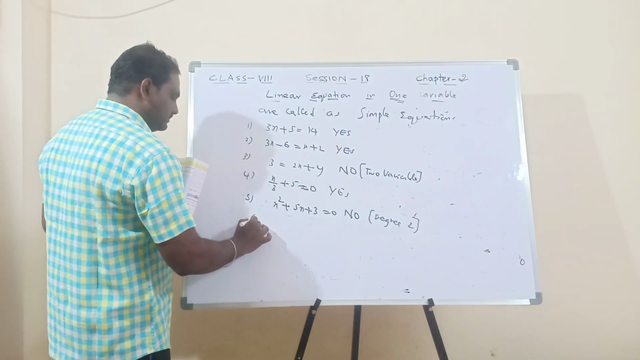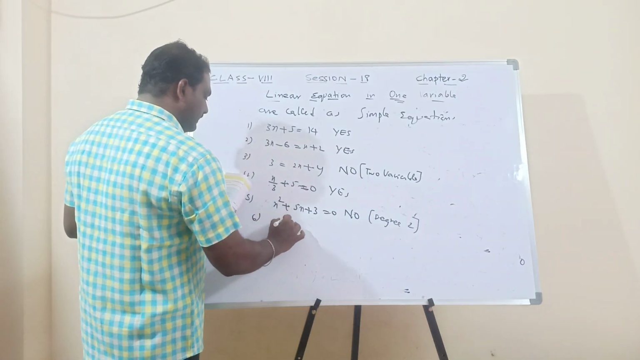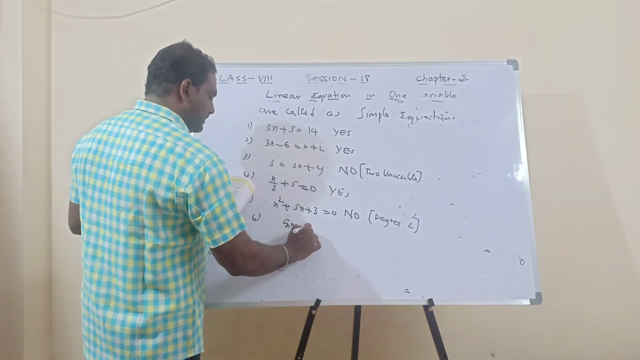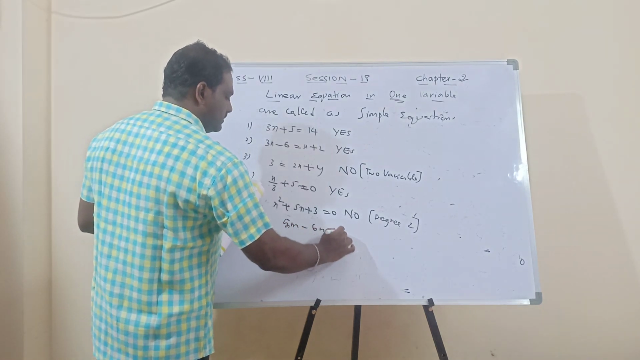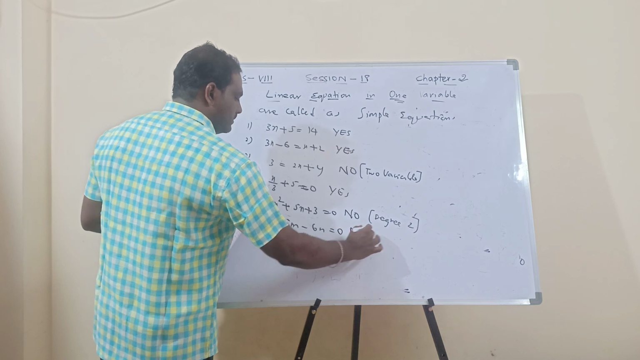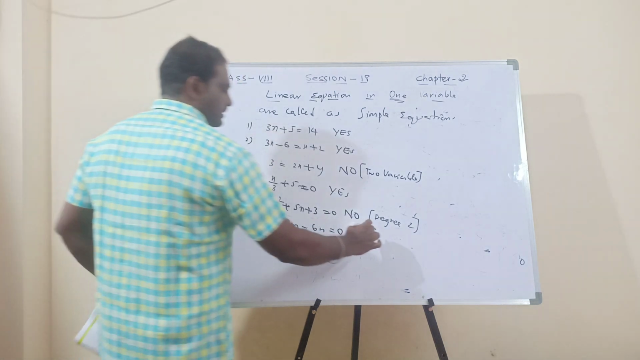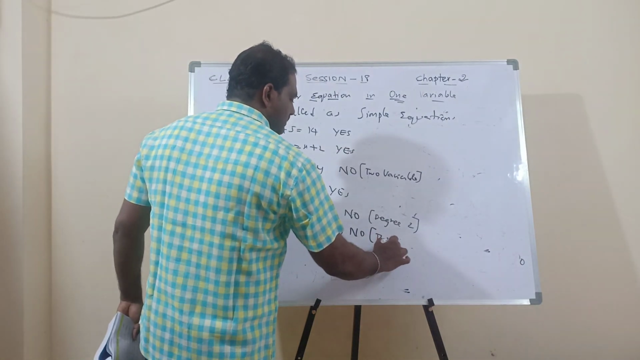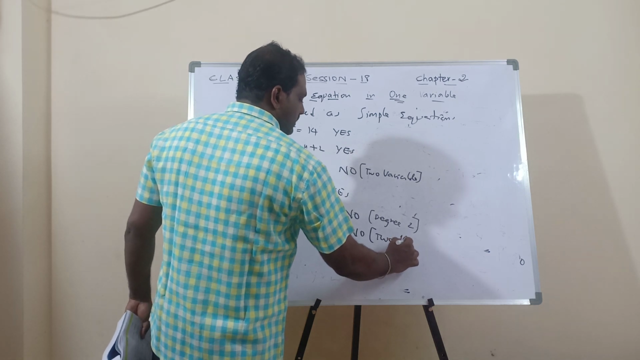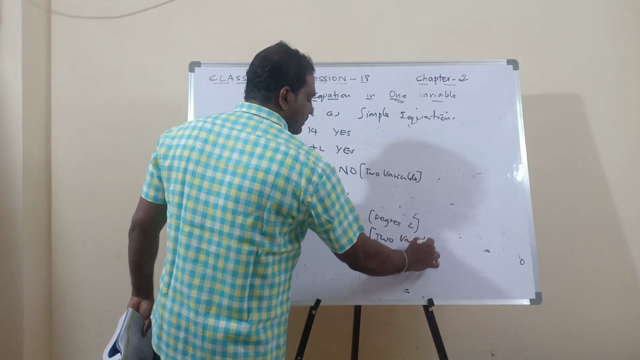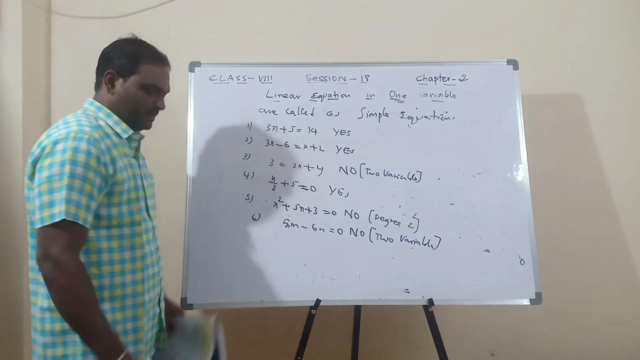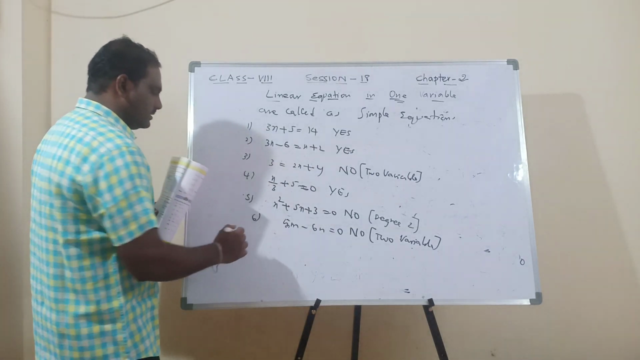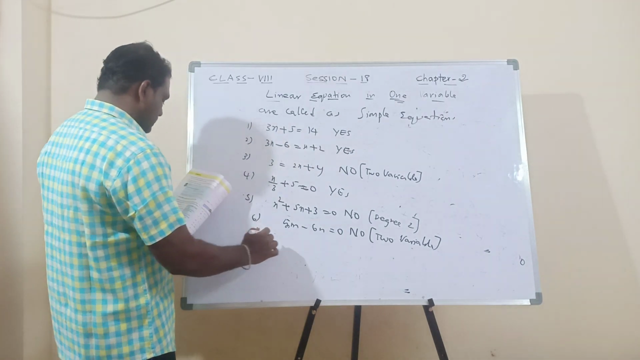Next, the sixth one: 5m minus 6n is equal to 0. This is also no. Why? Two variables. We have to know the reason. If it is yes, it is okay. If it is a no, we have to know why it was no. Two variables.